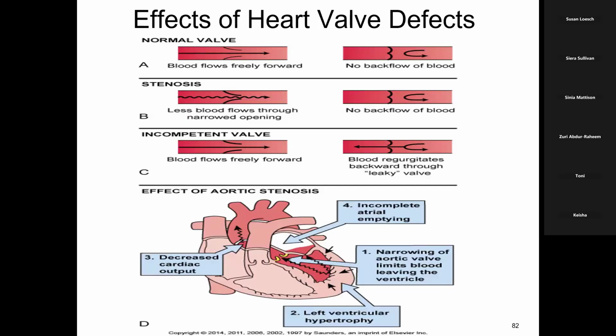This is just showing you the difference, okay? So for stenosis, the blood goes through, but it's hard to get it through because it's narrow. With incompetent valves, the blood can flow backwards or regurgitate.